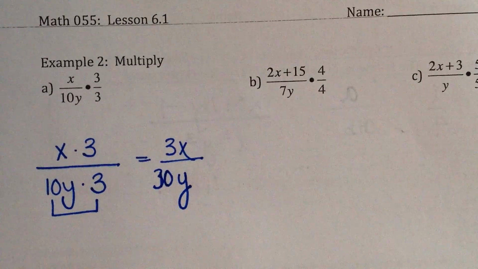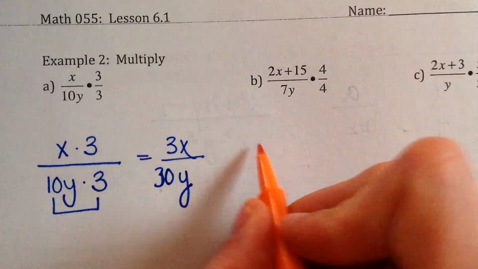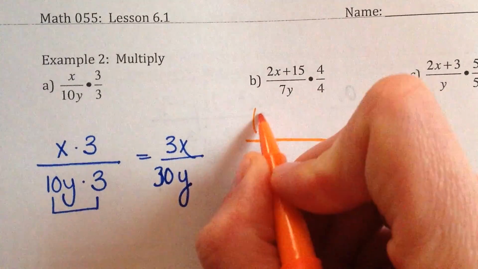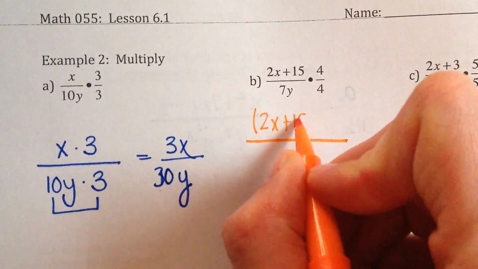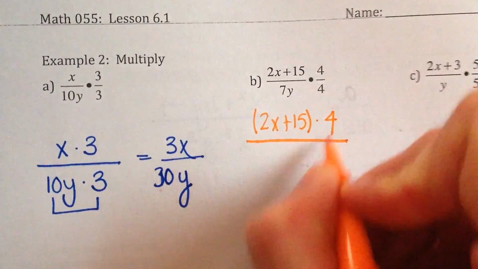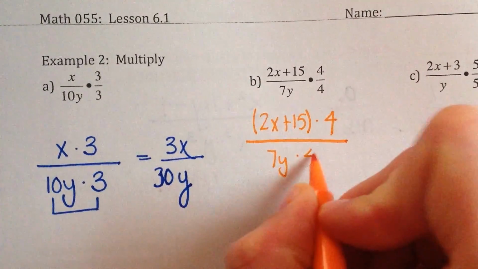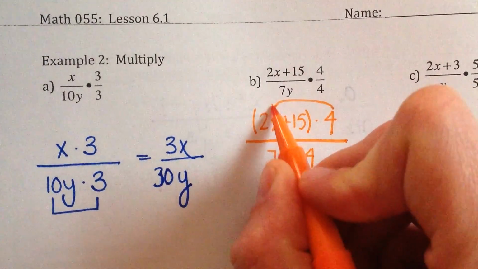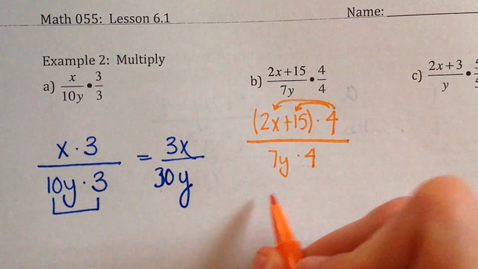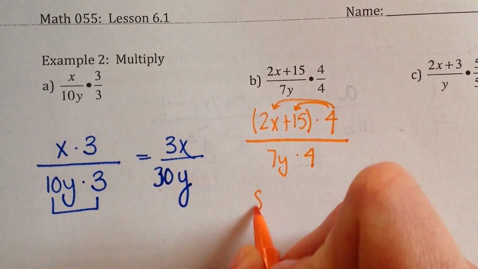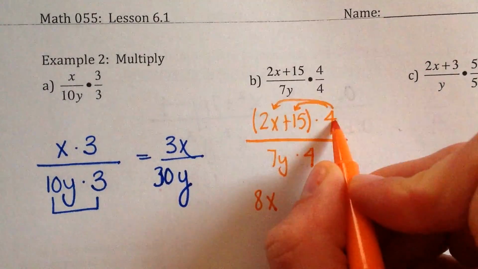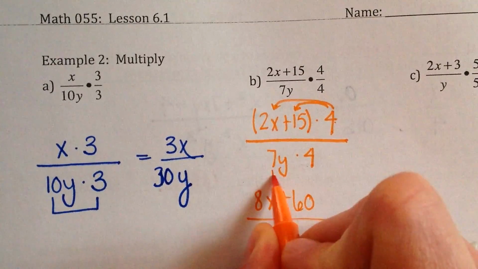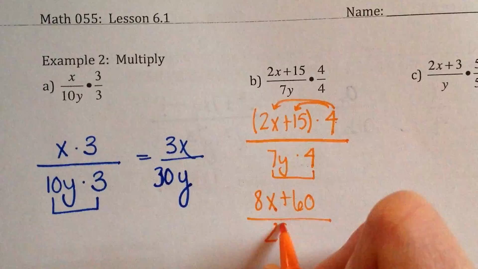So for b, I'm going to make my one fraction line, and I'm going to have 2x plus 15 times 4 and 7y times 4. I have a binomial here, so I have to distribute the 4, multiplying both my terms. So 2x times 4 would be 8x, 4 times 15 would be plus 60, then the bottom, multiply my numbers, and I get 28y.